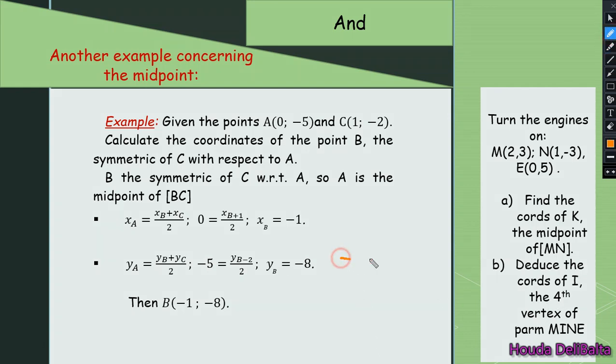So if we make a baby sketch for the parallelogram, it's like M, I, N, E. In part A, I was asked to find the coordinates of K, the midpoint of MN. How does that part help me to deduce the coordinates of I? Think of that, and I'm sure you are going to get the answer correctly. Just turn your engines on and think of it carefully.